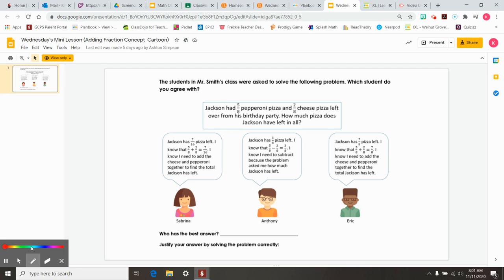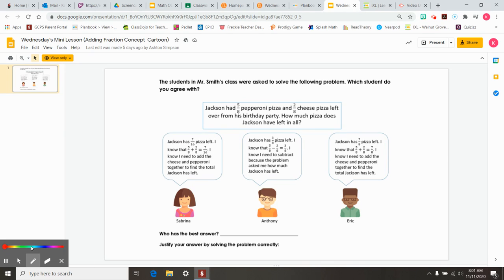in their answer. So it says the students in Mr. Smith's class were asked to solve the following problem. Which student do you agree with? Well, let's look at the problem that they chose to look at. Jackson had 5/8 pepperoni pizza and 2/8 cheese pizza left over from his birthday party. How much pizza does Jackson have left in all?